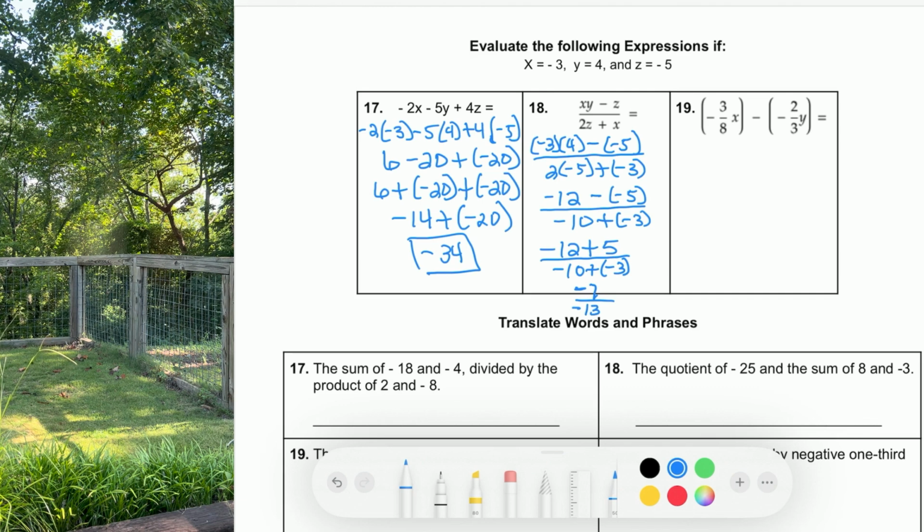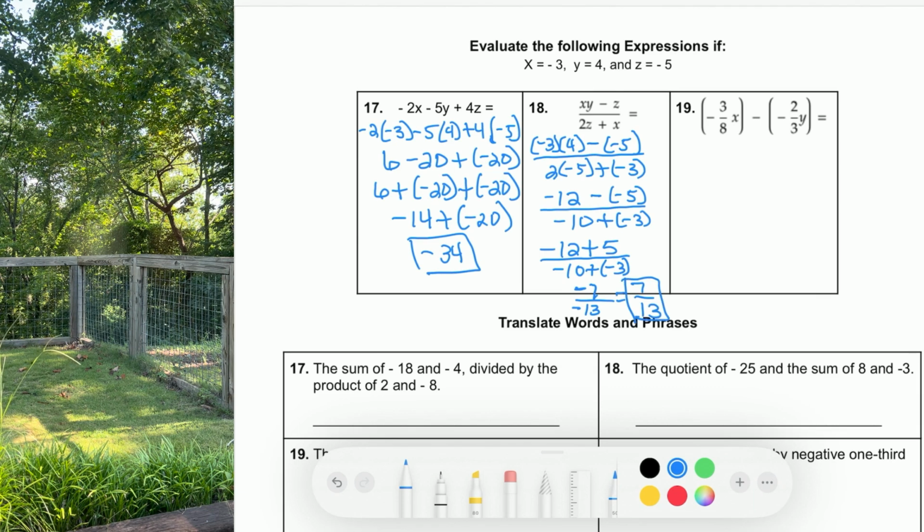But I want you to notice we have a negative over a negative. And remember, a fraction is division. And the rule for division is if you have two of the same sign, your number is positive. So because we have a -7 and a -13, our answer is actually going to be a positive 7/13.